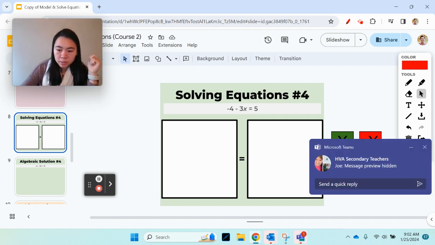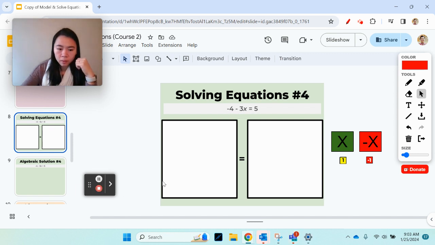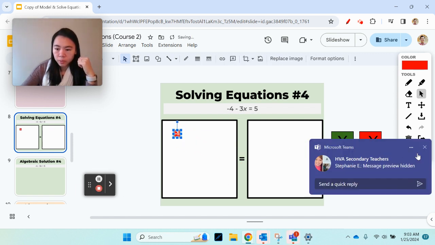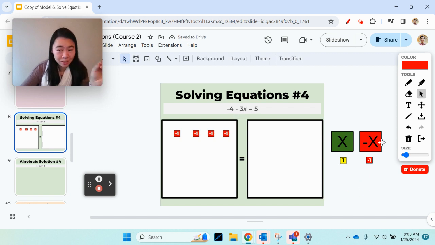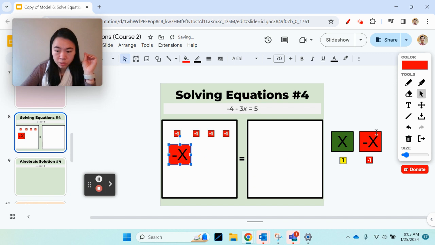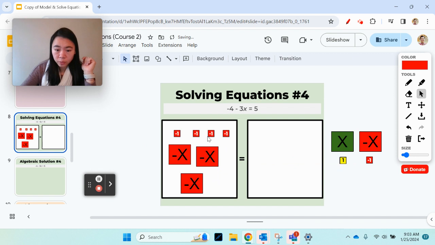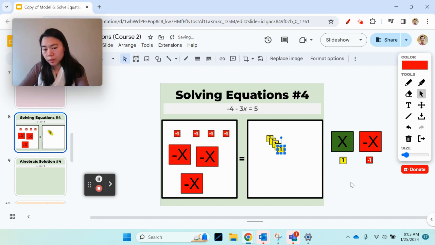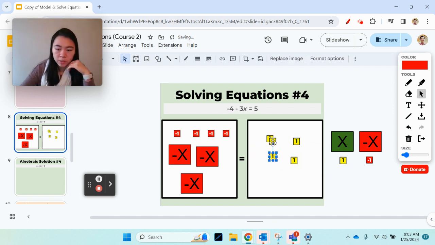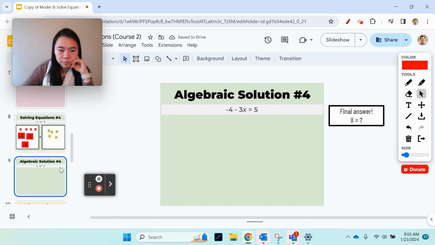-4 minus 3x. Sorry. I'm going to go ahead and drag -4 over here. 1, 2, 3, 4. Okay, -4 minus 3x. This time we have our negative x counters, which I don't think we've used yet. 1, 2, 3. Okay, so -4 minus 3x equals +5. 1, 2, 3, 4, 5. If you copy and paste, just make sure you got the right number. All right, I'm going to go ahead and set everything up. You can too on your piece of paper or your screenshot.